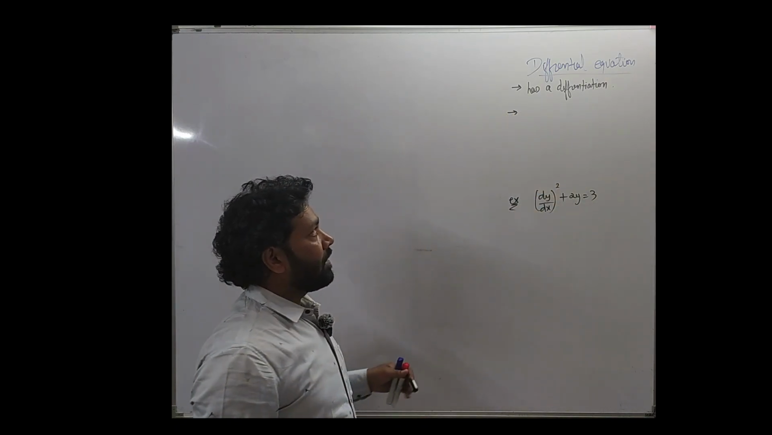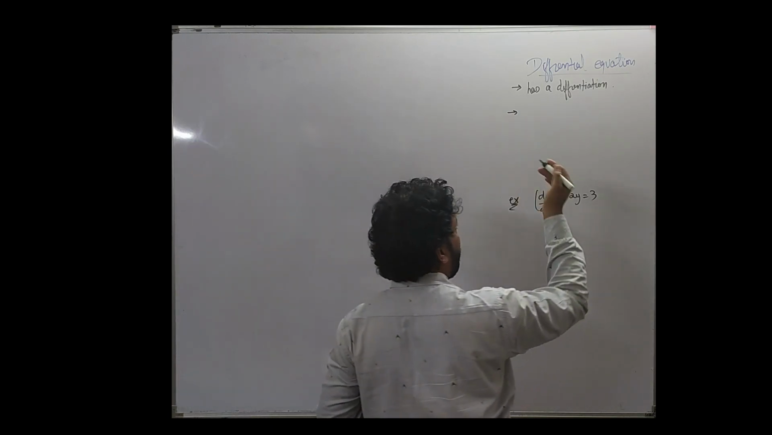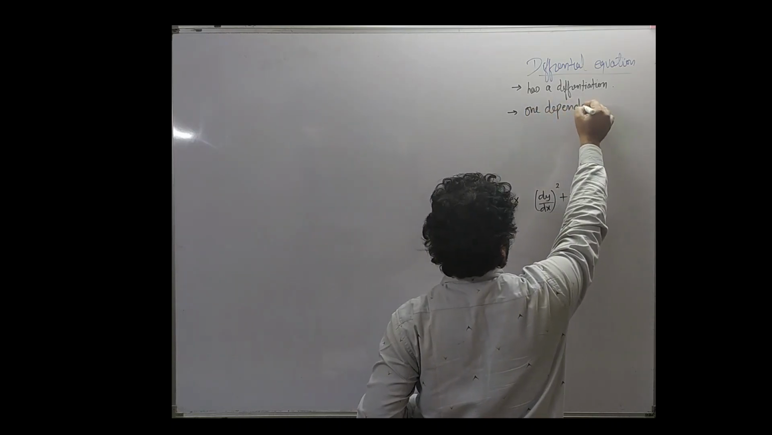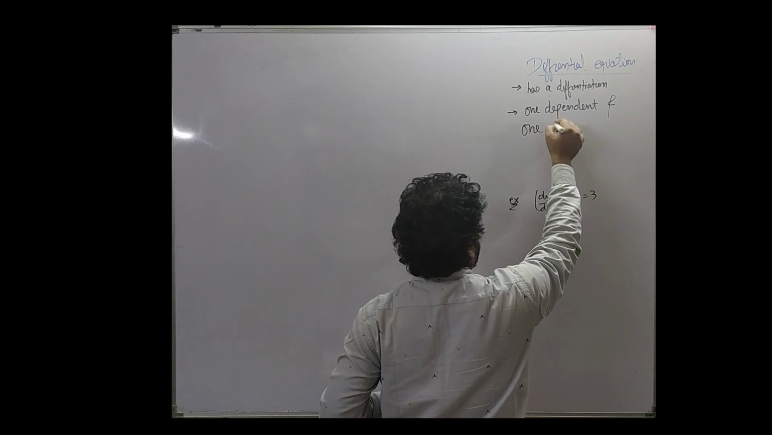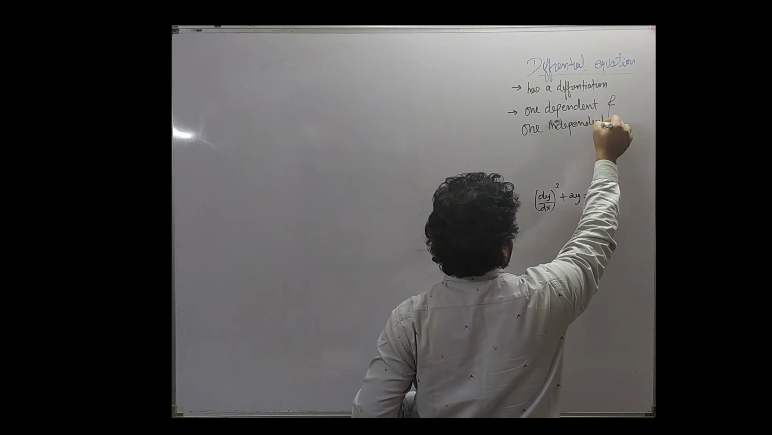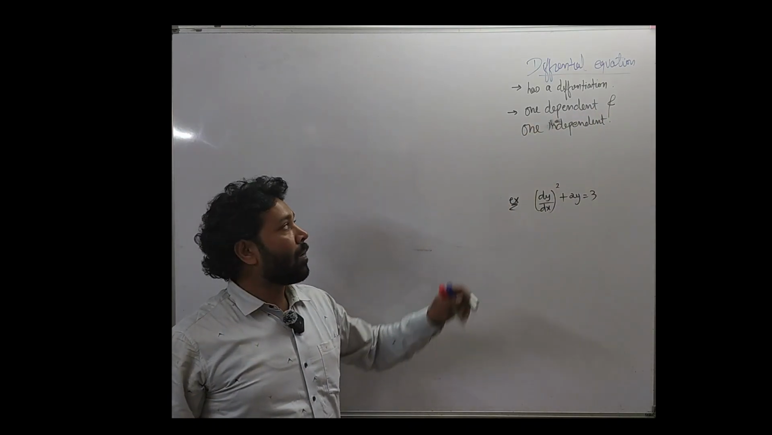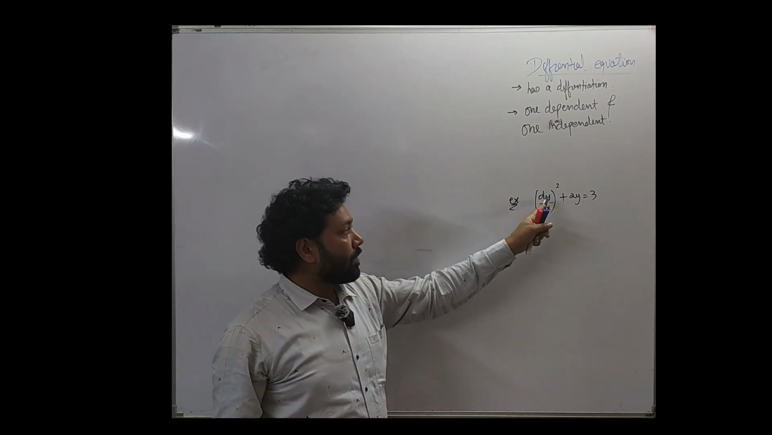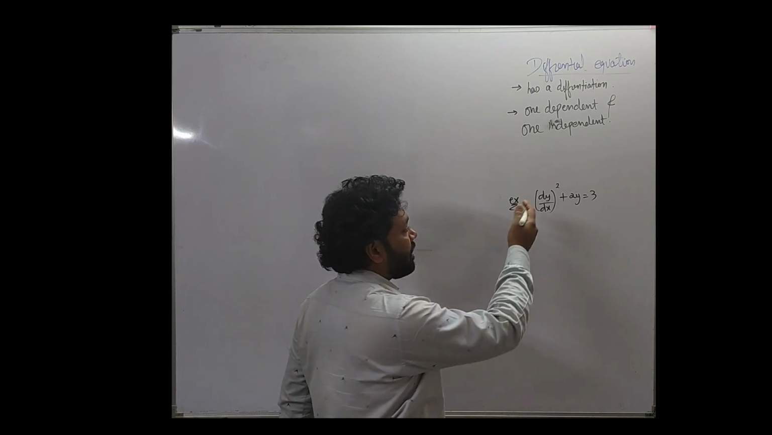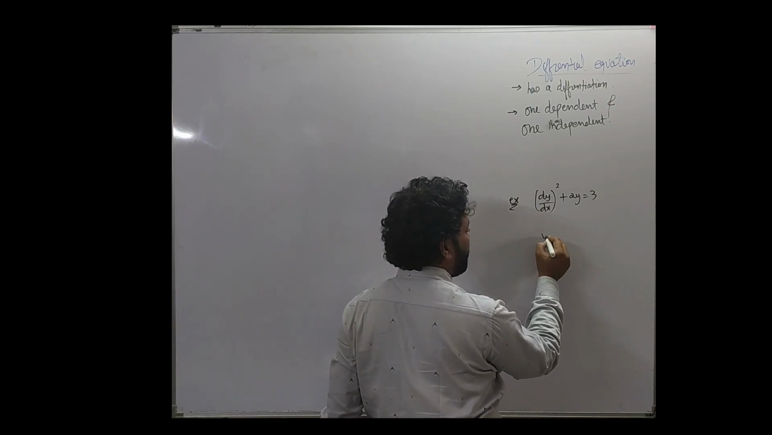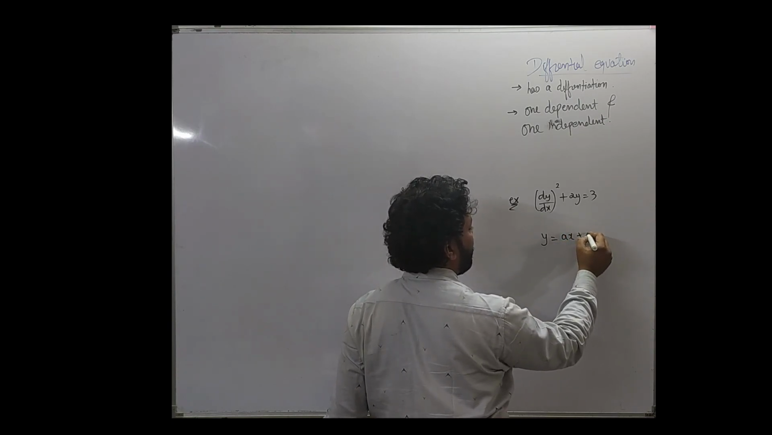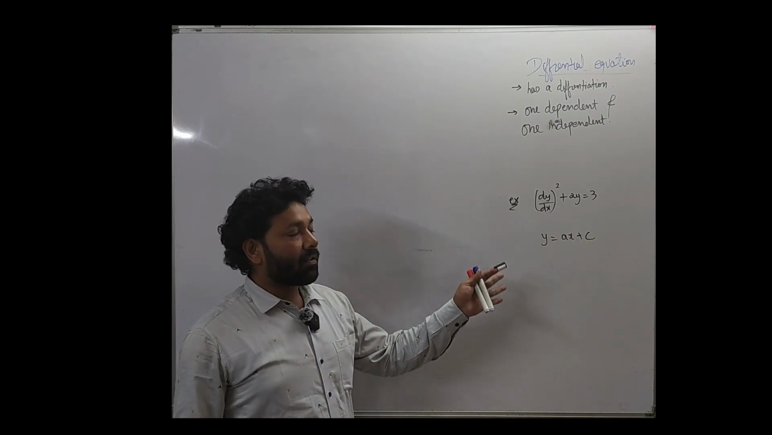Another way to identify a differential equation, which we are involved with, is that it has one dependent variable and one independent variable. So if you see one dependent and one independent variable in the equation, we call it a differential equation. Here you can see that we are associated with y and x. When this equation gets solved, it may appear in a form like y = ax + c, where a and c are constants, right?